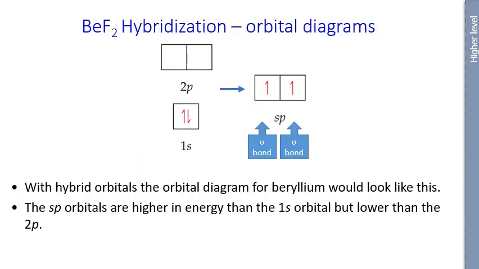So in terms of the orbital diagram of beryllium, when the hybrid orbitals form, the diagram would look like this. Okay, so it basically goes from a 2s 2p empty to an sp hybridized atomic diagram. The sp orbitals are higher in energy than the 2s orbitals, but lower than the 2p orbitals. That kind of makes sense because it requires energy to promote the electron from the 2s into the sp hybridized orbital. And that would form two sigma bonds.